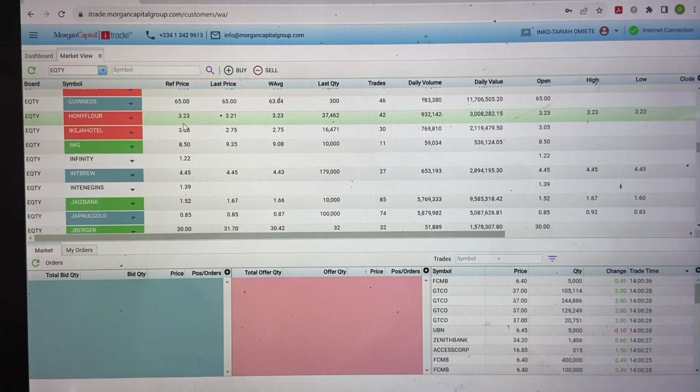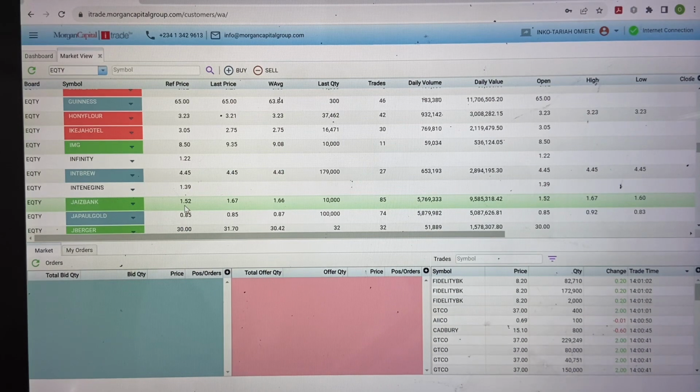This is the reference price, which was yesterday's closing price. Last price is what it has been bought at in the very last transaction that has happened regarding the stock. That's why you are seeing 3.21 kobo, and because it is less than what yesterday closed at, 3.23 kobo, the color code immediately tells you it is losing. That's why it's red.